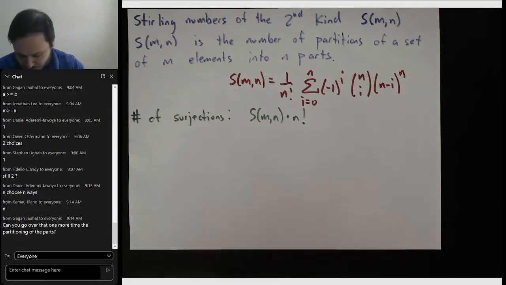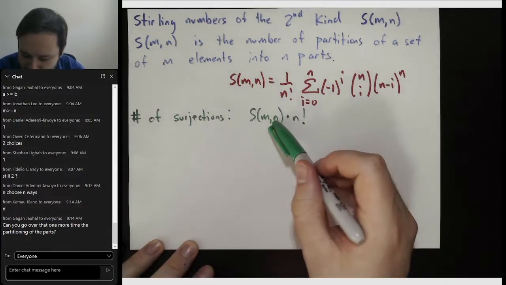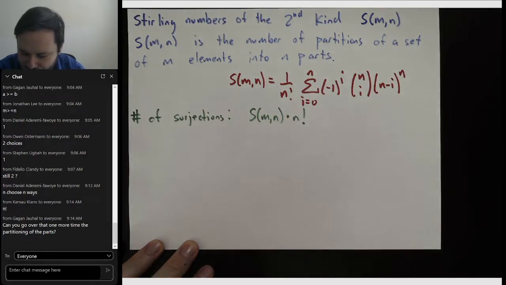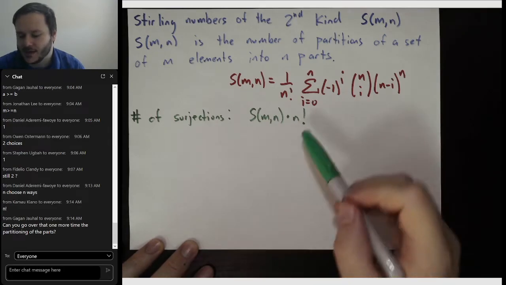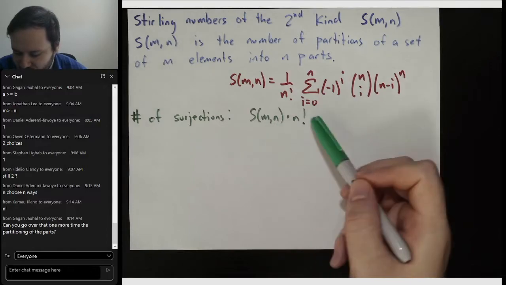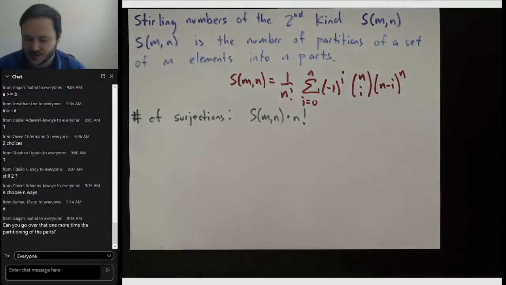So first we break our set A, which has M elements, up into a partition with N parts. S of M, N, the Stirling number of the second kind, is the number of ways to do that partitioning. And then we create a bijection between our parts and our elements of B in N factorial ways. And that's our number of surjections.